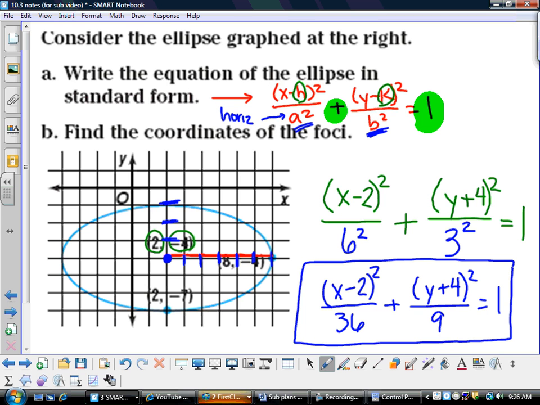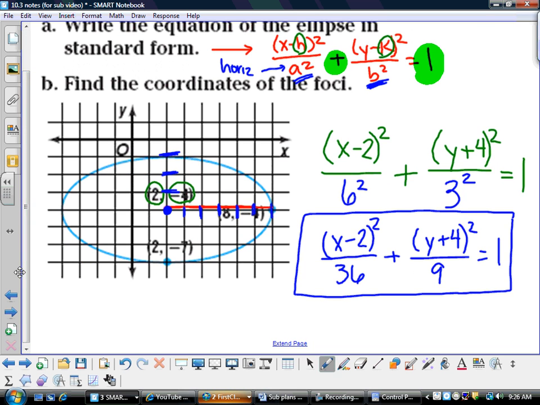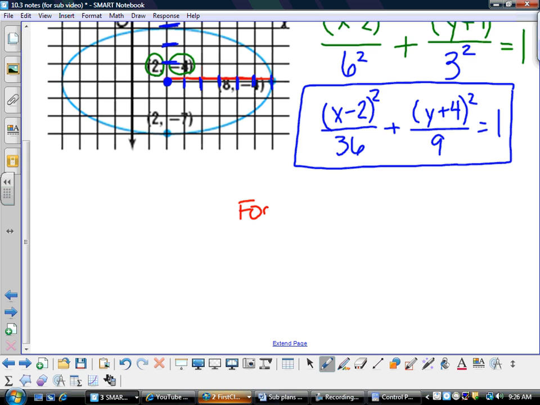That's part A. Write the equation of the ellipse in standard form. For part B, find the coordinates of the foci. Foci, to figure out where they are, we need to know what c equals. Nowhere in the equation that we wrote is a c. But we have that other little equation, that a squared minus b squared equals c squared. That's the equation we'll use to figure out what c is, and then we'll be able to find the foci.